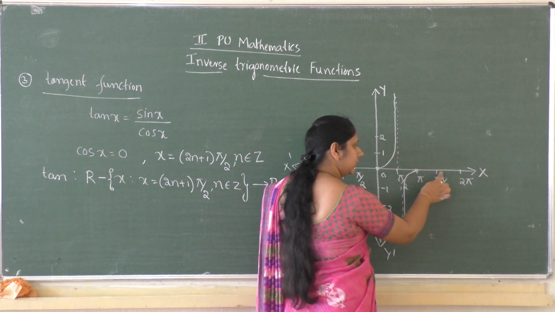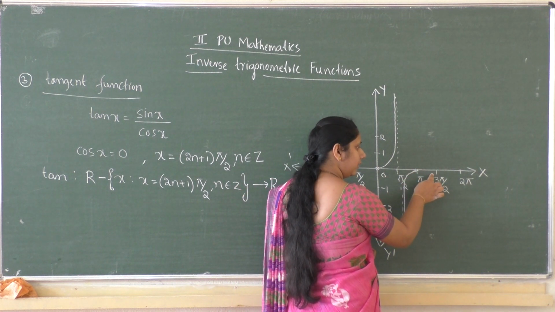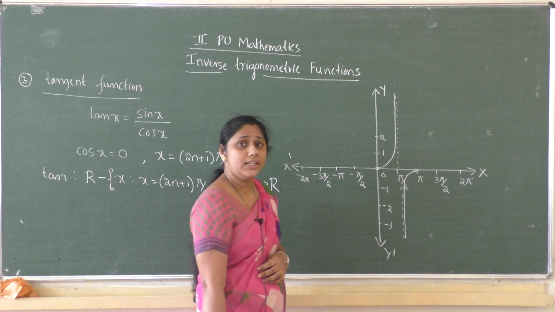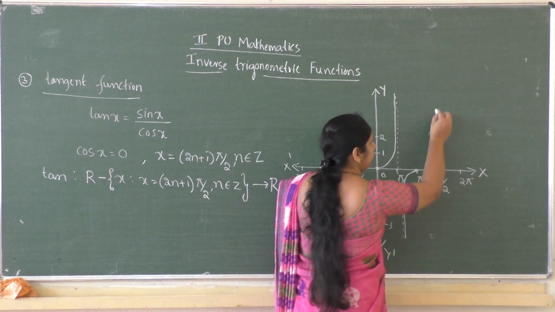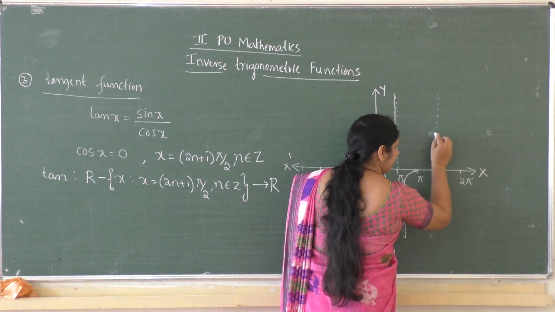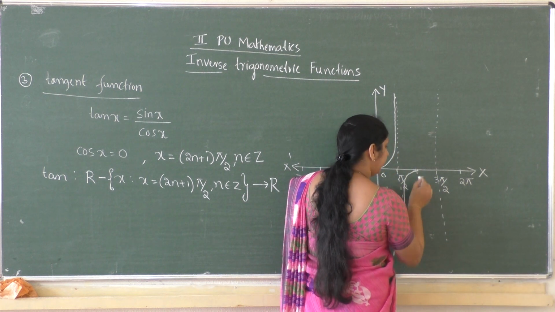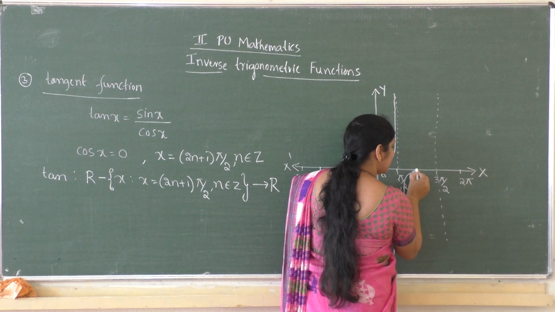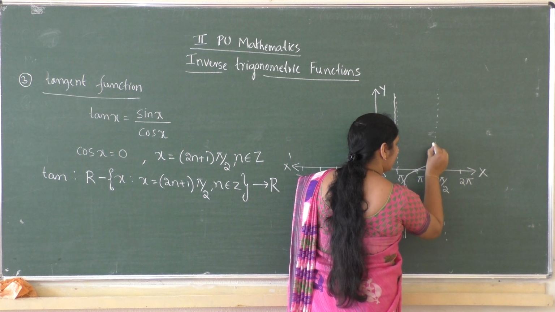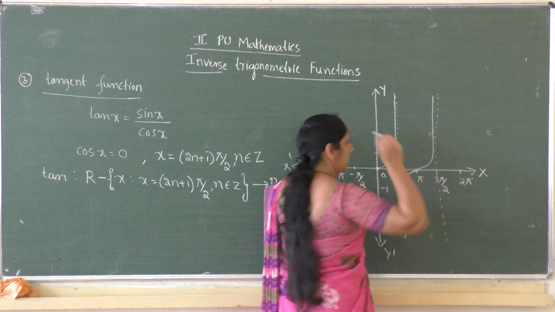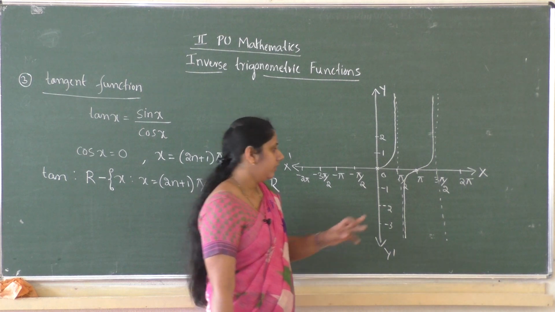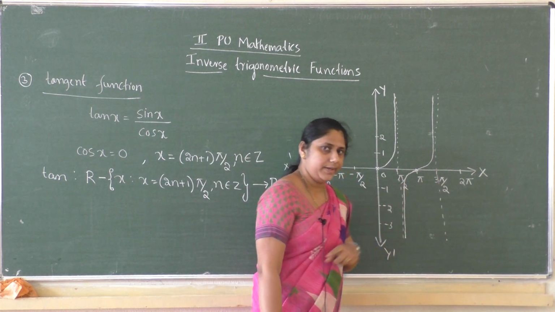Now we will move on to the third quadrant. In the third quadrant we know that tan is positive. Again the value near 3 pi by 2 is infinity, and the graph gradually increases from 0 to infinity. So this is the graph from pi to 3 pi by 2.